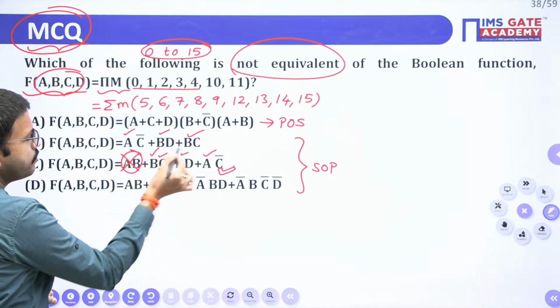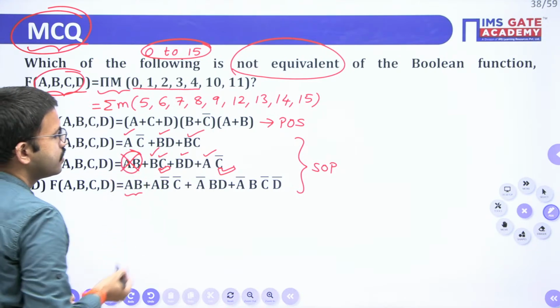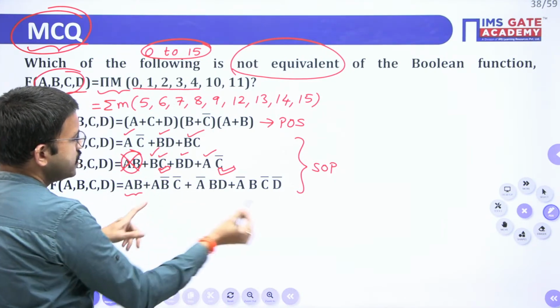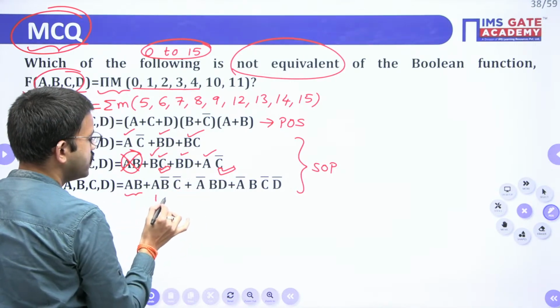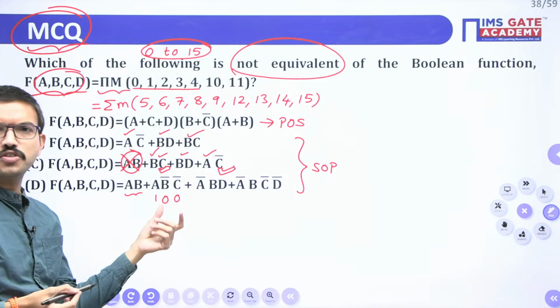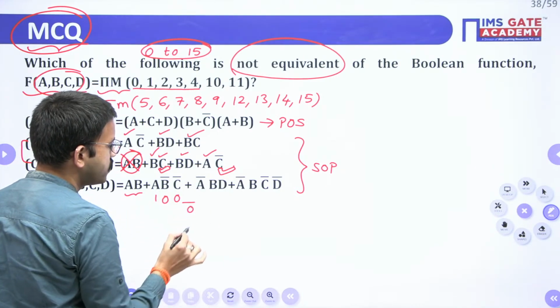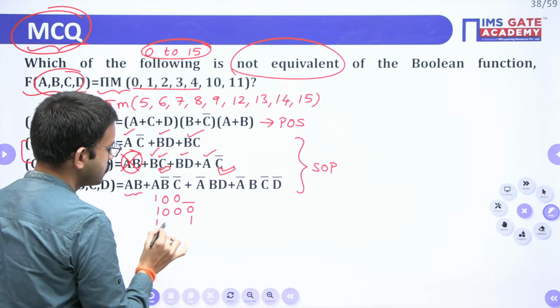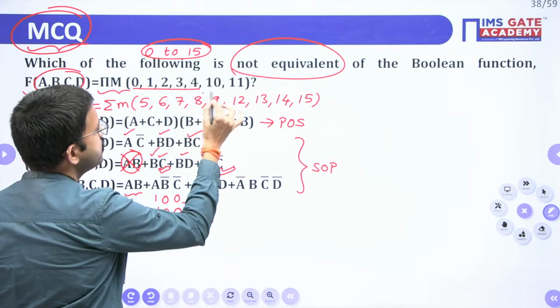Here AB is there, here AB is there, here also AB is there, no problem. Now regarding these terms, nowhere is it matching. So now I will write the corresponding values. A B bar C bar is nothing but 100. Regarding D, it is missing, so you will get two combinations: 8 and 9. Yes, we are having 8 and 9.